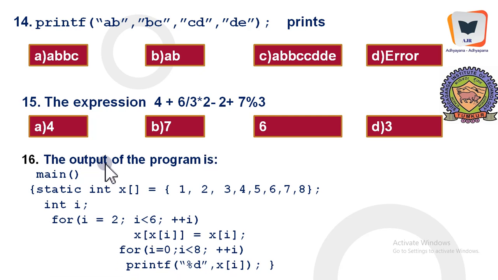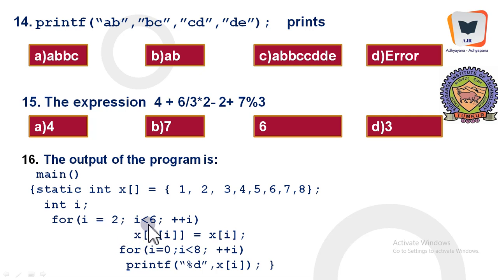The output of the program: static int x equal to 1, 2, 3, 4, 5, 6, 7, 8. Anyway, this array is never changed because it is declared to be a static array. Let us see what is going to happen over here. Now, integer i. This is for running the for loop. An array is declared and initialized as a static array. Anyway, the value should not change over here.